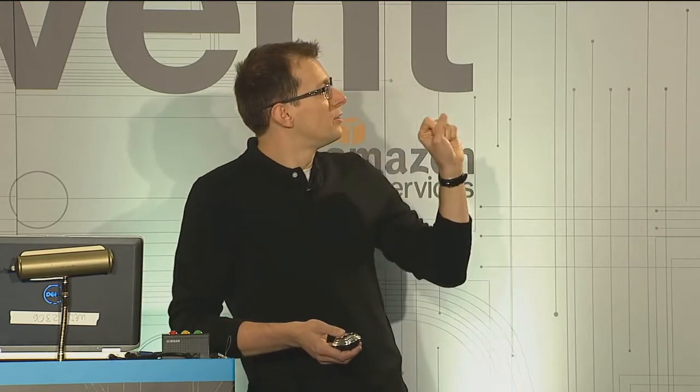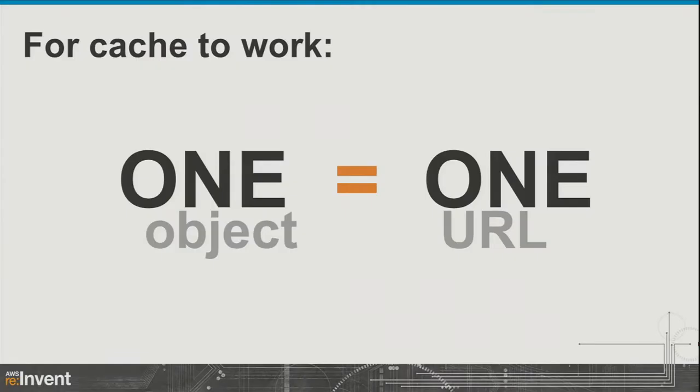How do you get there? Well, the first thing is for this to work, you need that one object. So that one RESTful API call has to be one URL. A couple of things we've noticed throughout the time talking with clients' backends was, okay.